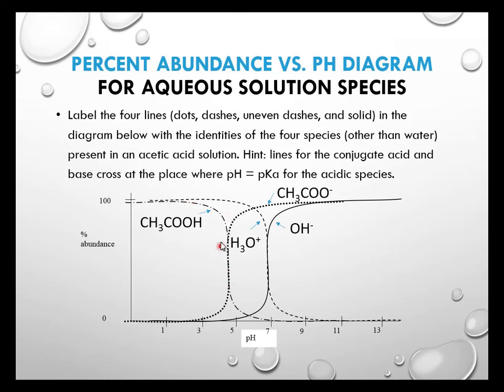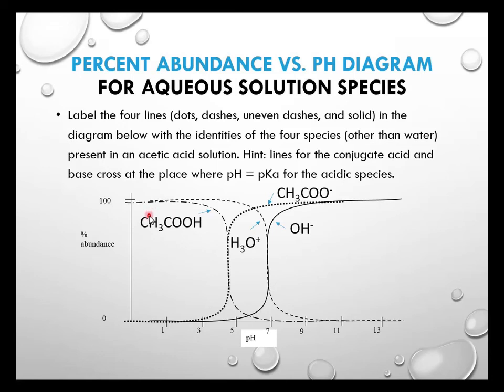Any more acidic than that, and you have the protonated form as the stable, abundant form. So the acid form is always to the left, and the conjugate base form is always to the right of the crossing place at pH equals pKa. Here we have acetate in abundance at more basic pHs than 4.74, and acetic acid in most abundance at more acidic pHs relative to 4.74.